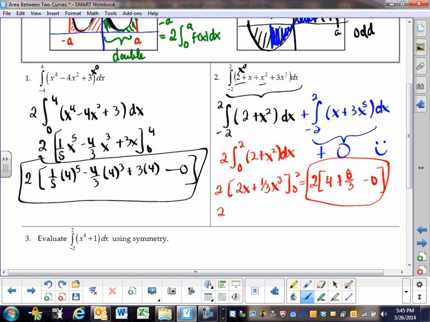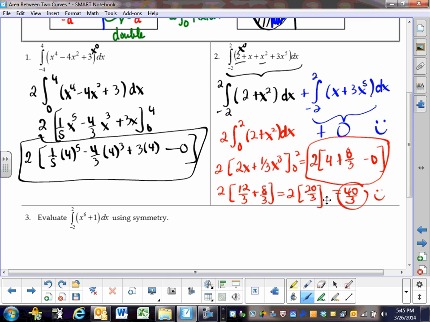Worst case scenario, it's a multiple choice, and I have to do 12/3 plus 8/3, doubled. So I'm doubling 20 over 3, and the final answer is 40 over 3. Still, I've saved myself all the headache of substituting negative 2 into this, subtracting negatives to do the double negative, and we don't have to worry about that. We should have gotten a larger value.